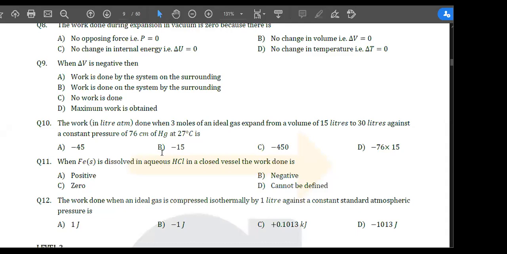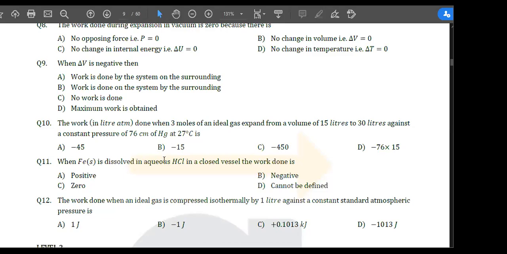Till 12th, till question number 12, any more doubts? Okay. Question number 12. What is your doubt in question number 12? Tell me, guys, what is the difference between question number 12 and question number 10?